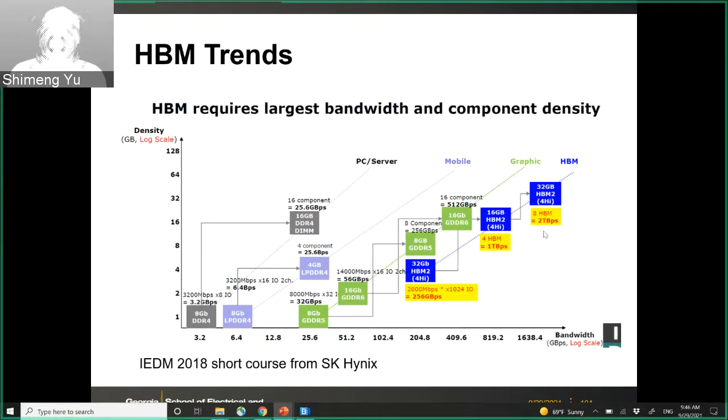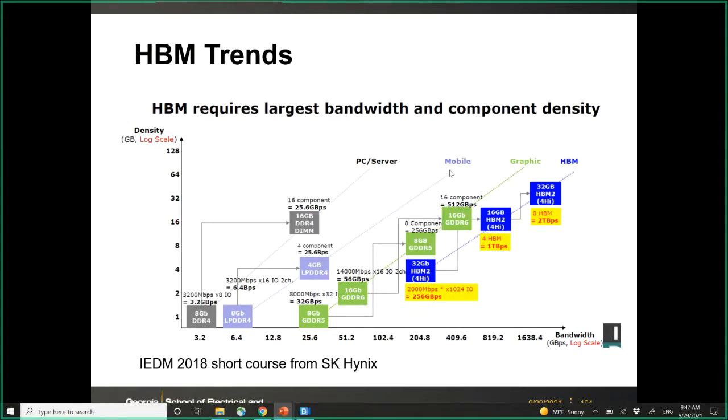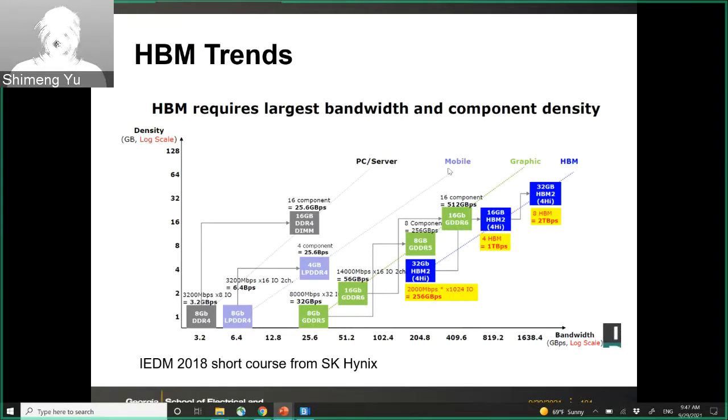So here, this is the general trend. And for the applications, DDR, as we discussed before, is mostly for your PC and some low-end servers. And then LPDDR is for your mobile systems, like your smartphones, tablets, and so on. And then GDDR is for graphics, like your gaming machines, Xbox, and so on. And HBM is for the high end, like data center servers for machine learning acceleration.